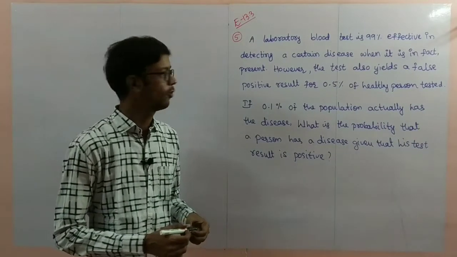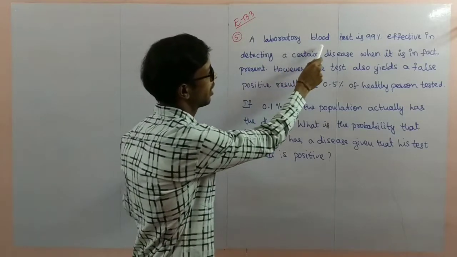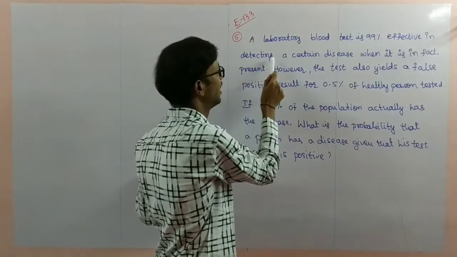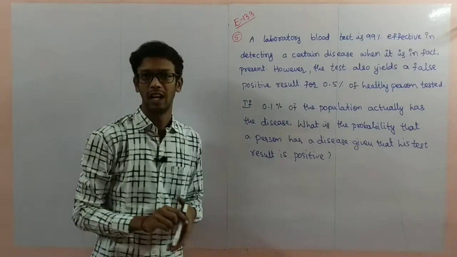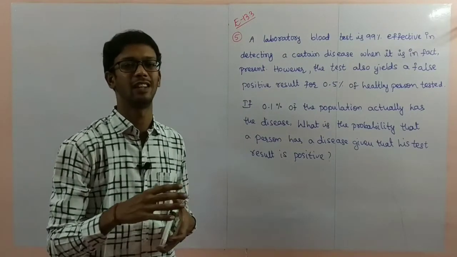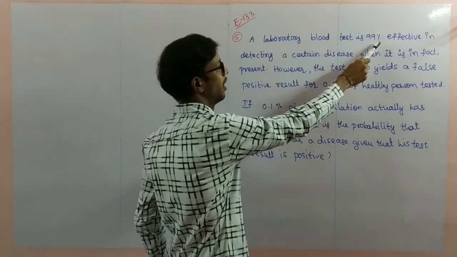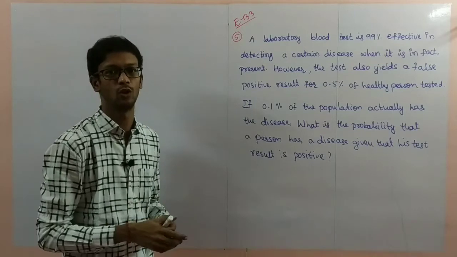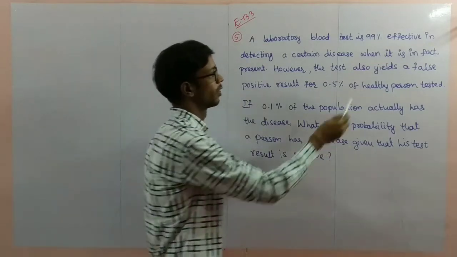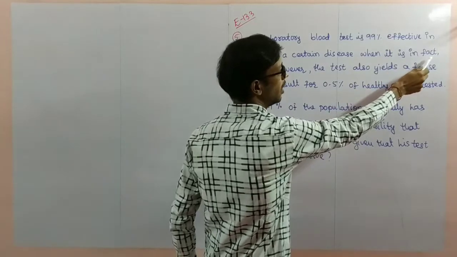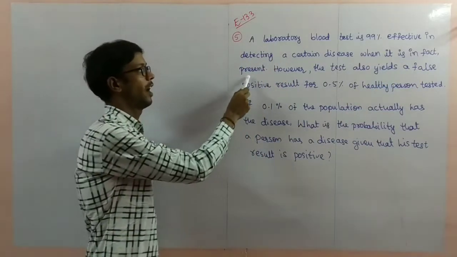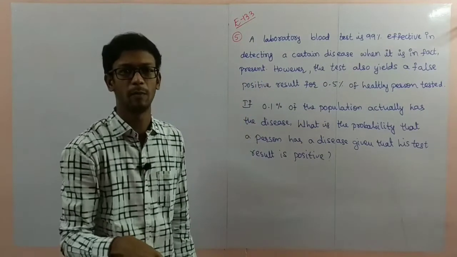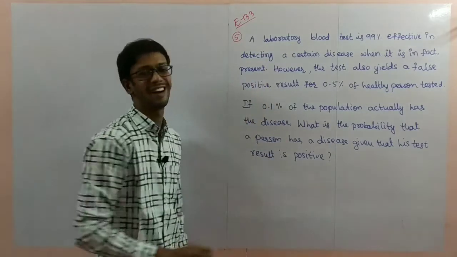Next, problem number 5 in the exercise. A laboratory blood test is 99% effective in detecting a certain disease. In a laboratory test made for finding diseases, it is 99% effective at detecting a certain disease. So 99% of the time it will show correctly that the disease is there, when it is in fact present. In fact present means an infected person comes, and 99% it will show the correct result.